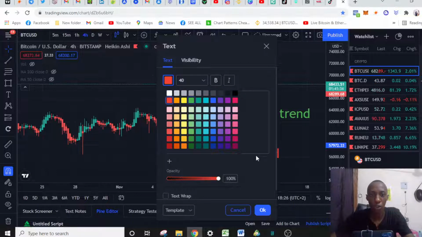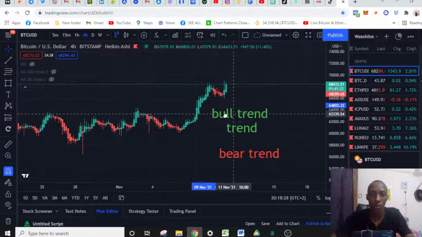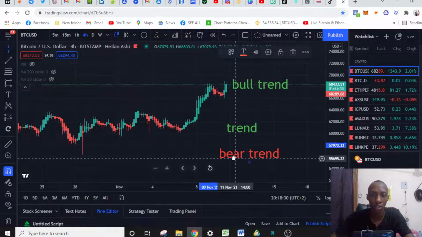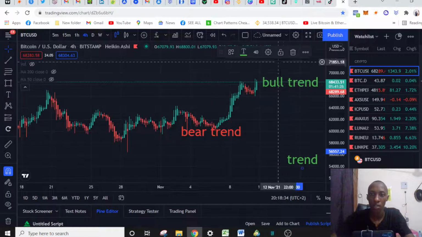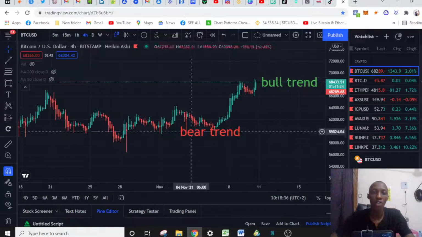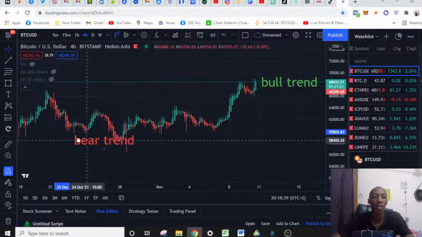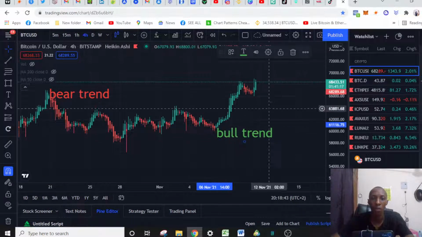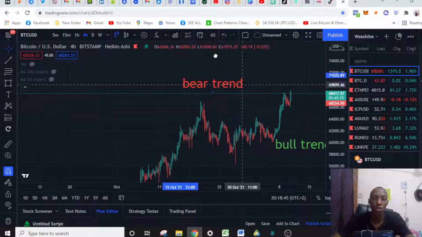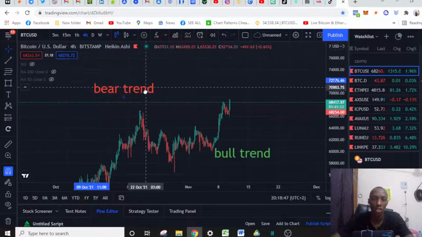This is completely for beginners. If you are not a beginner, this will not entice you at all because it's something that you know. So a bear trend is when the market is going down, okay, and a bull trend is when the market is going up. So how do you now use trend lines?